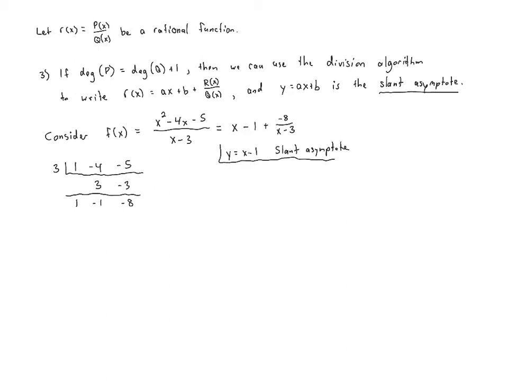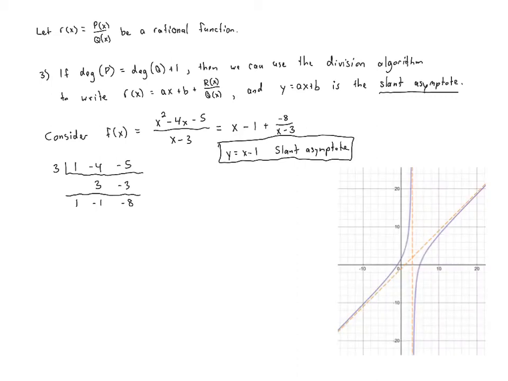And this means that as x gets larger and larger, either in the positive direction or in the negative direction, our graph is getting closer and closer to the diagonal line y equals x minus 1. The reason for this is if we look at this last term here, as x gets bigger and bigger, the denominator gets larger and larger, and so this term gets smaller and smaller. It gets closer and closer to 0, which means that our graph is getting closer and closer to the graph of y equals x minus 1.